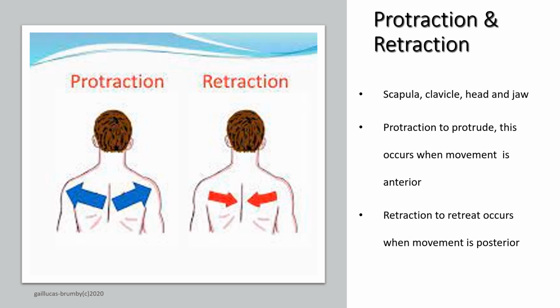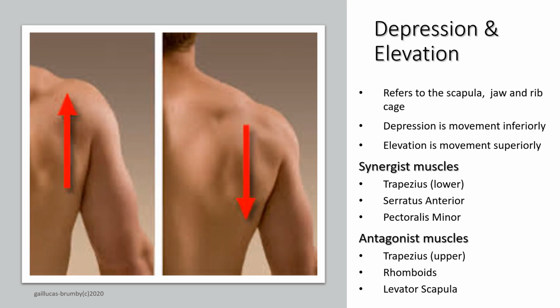So with the shoulder, you can bring your shoulders forward, the scapula forward, and you can also bring them back together so that the movement is posterior. An elevator is a lift and it moves upwards. So elevation of any joint is moving it upwards. So in this case, it could be the scapula, could be the jaw, could be the rib cage.